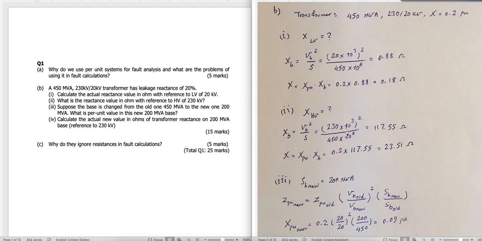Then the last part is to calculate the actual new value in ohm of the transformer reactance on 200 MVA. So we changed the base. Now that we've changed the base, obviously we need to calculate the new base impedance. You cannot use the base impedance you had in section 2. You need to recalculate it. So the procedure here is the same as section 2, but with new power. So new power is 200.